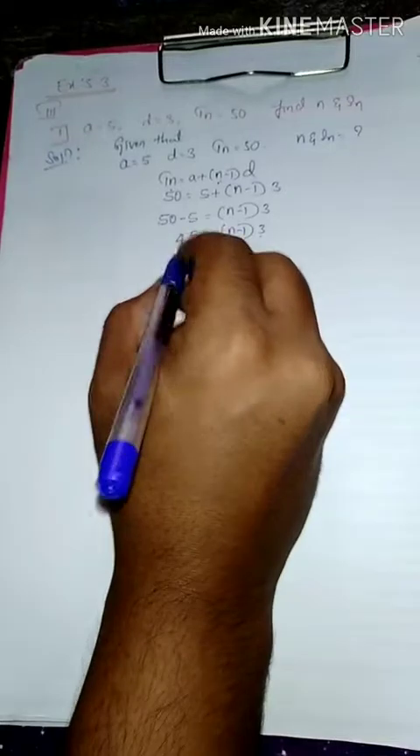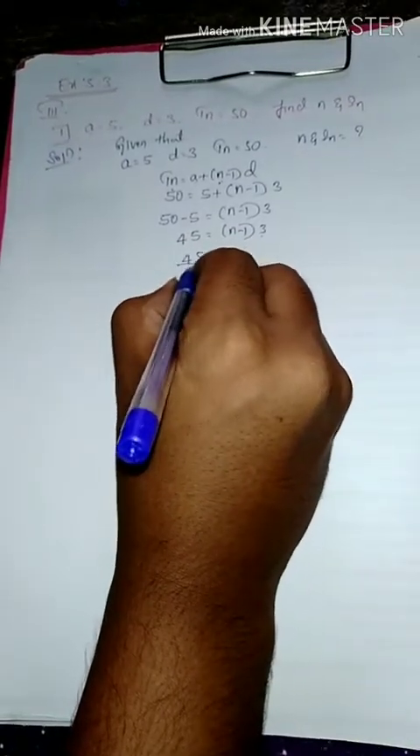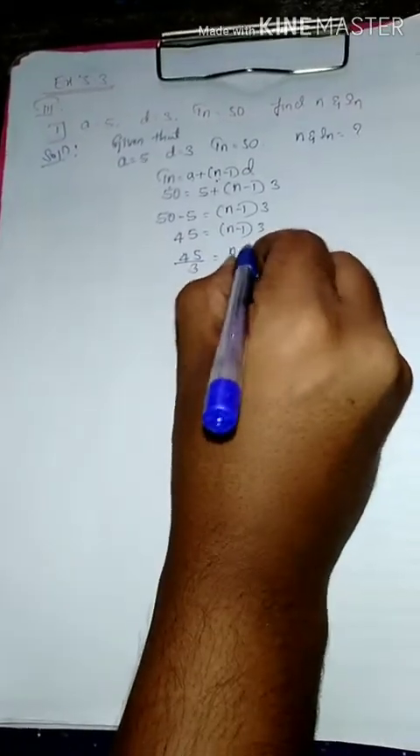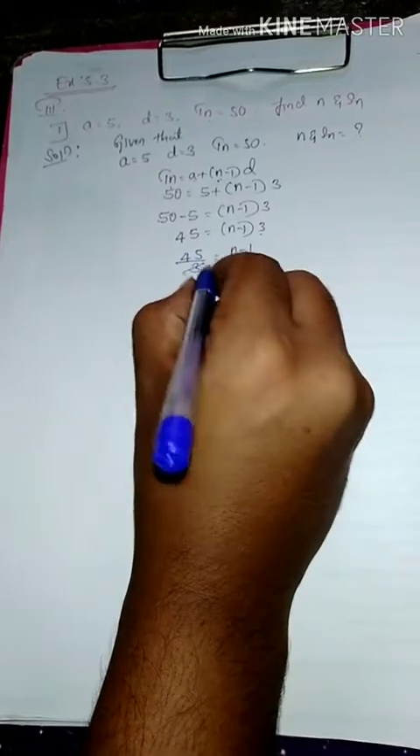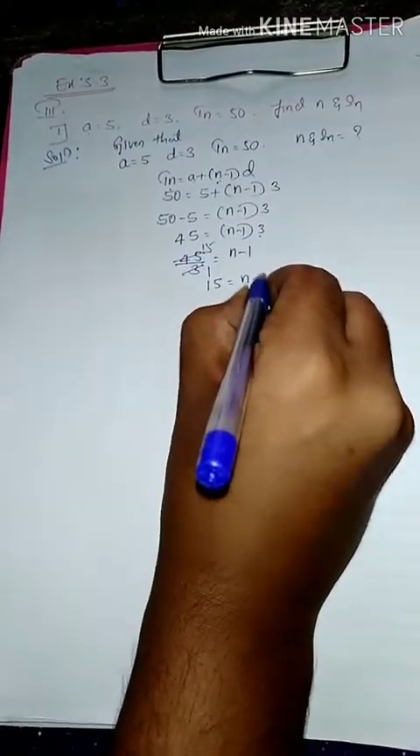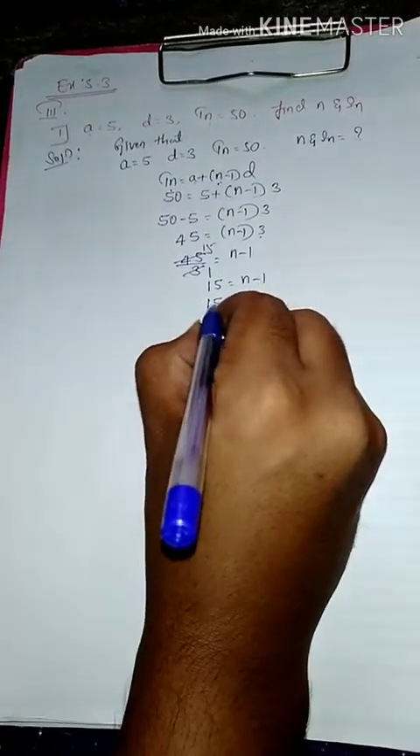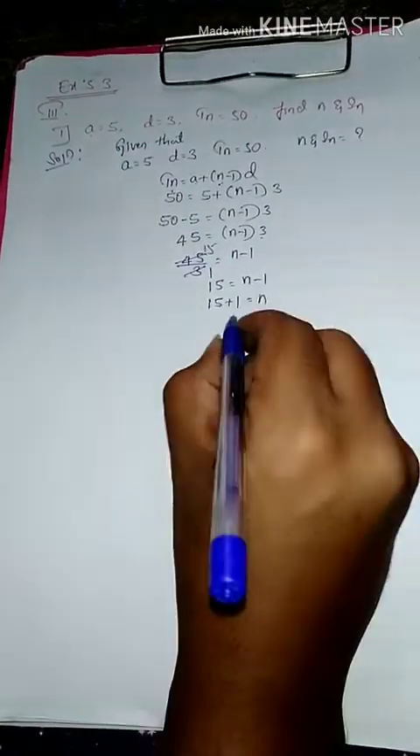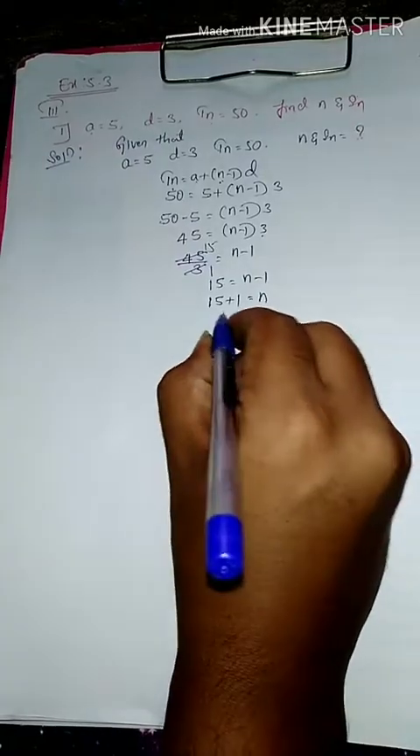Now 3 moves to the left hand side, becomes division. 45 divided by 3 is equal to N minus 1. So 3 15s are 45. 15 is equal to N minus 1. Minus 1 moves to the left hand side, becomes plus 1, is equal to N. Therefore N is equal to 16.